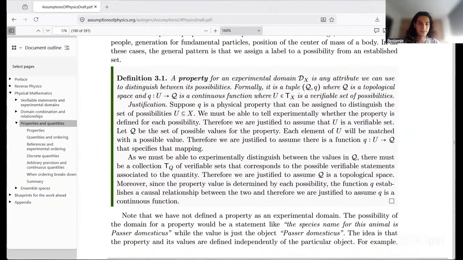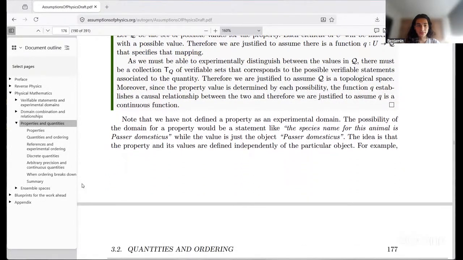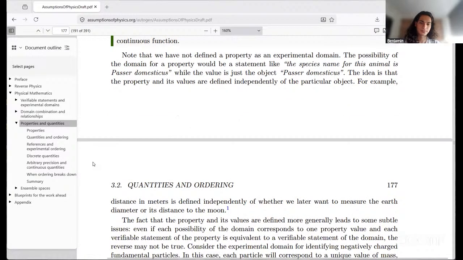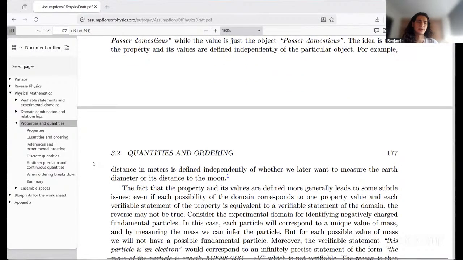Okay. All right. Note that we have not defined a property as an experimental domain. The possibility of the domain for a property would be a statement like the species name for this animal is Passer domesticus, while the value is just the object, Passer domesticus. The idea is that the property and its values are defined independently of the particular object. For example, distance in meters is defined independently of whether we later want to measure the Earth diameter or its distance to the moon. There's a footnote there.